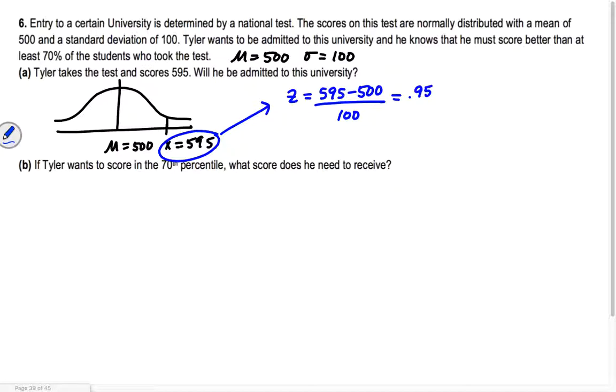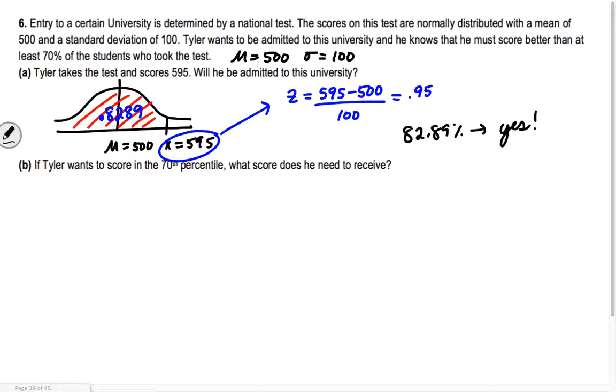And we look that up in the chart. Can somebody look that up for me so I don't have to click back to it? 0.8289. We're trying to find this area here, and that's what it is. So he scored in the 82nd percentile. Did he score better than 70% of people that took the test? Yeah. So will he be admitted? Yeah, he got an 82.89%. I would hope that he is admitted. You never know.